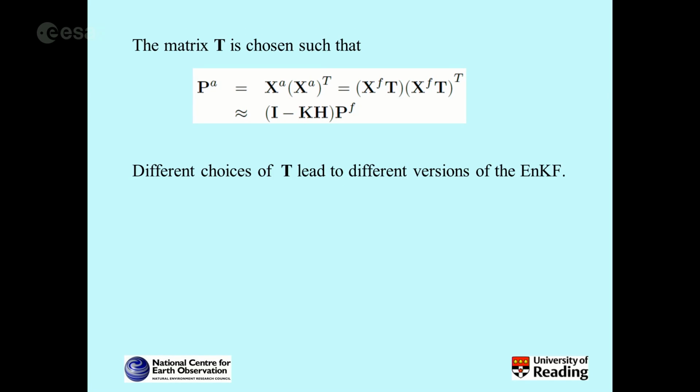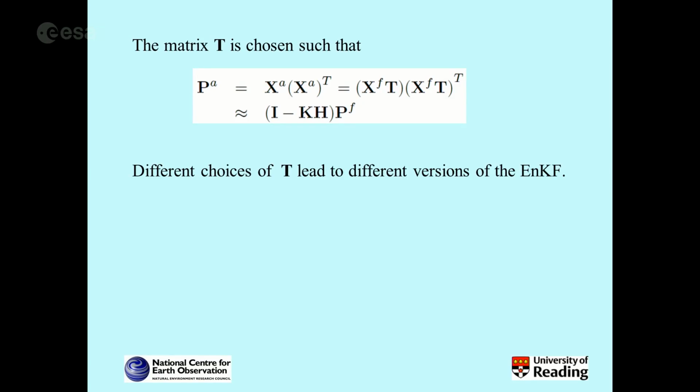Now, how do you choose this T? There are many different ways, and these lead to many different flavors of the ensemble Kalman filter. So we'll look at one or two tomorrow. I'm not going to go into the details now, but just know there are many different forms of these. They're known as either deterministic ensemble Kalman filters, or sometimes square root ensemble Kalman filters. And the different choices of this transform matrix lead to many different versions of these. So that's, in brief, the two kinds of ensemble Kalman filters.